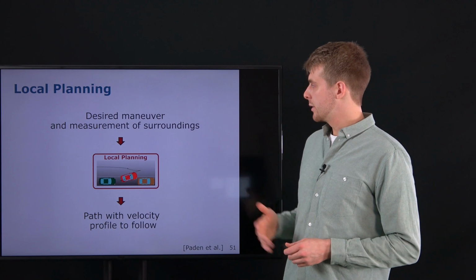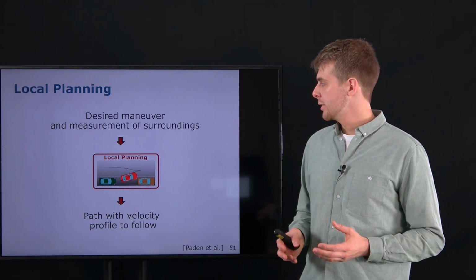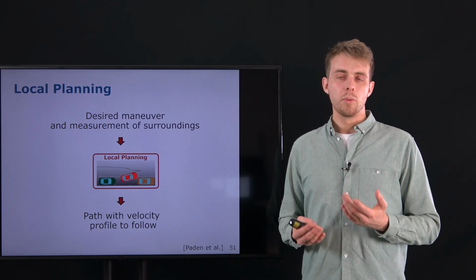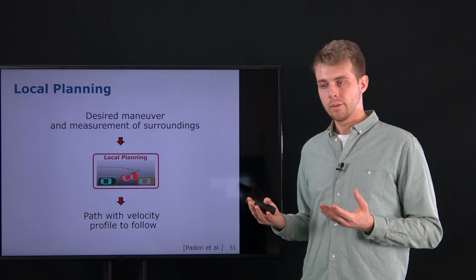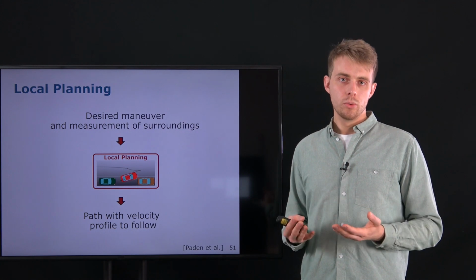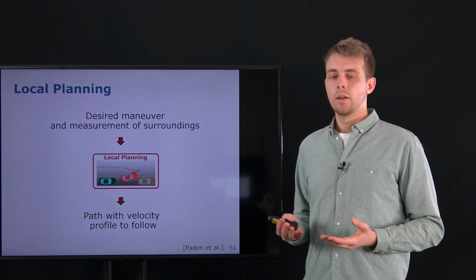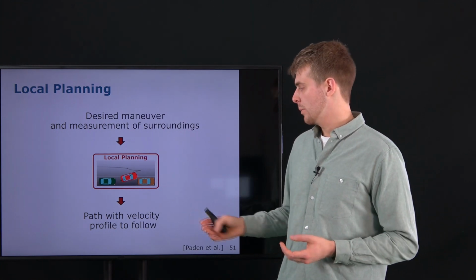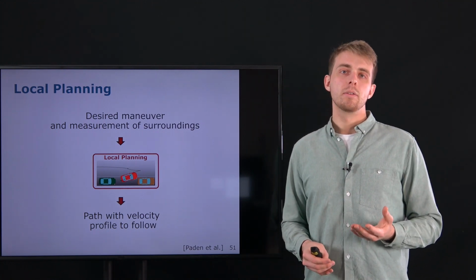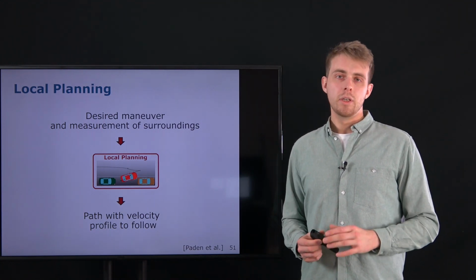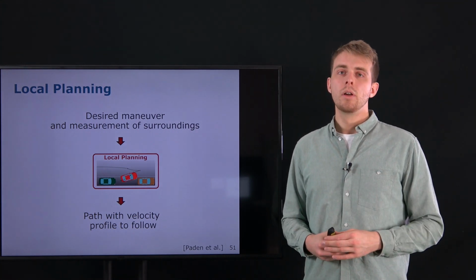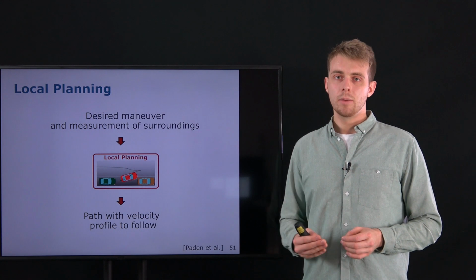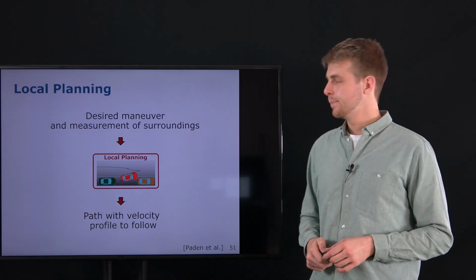So the input here is the desired maneuver and also the measurements of the surroundings. So we know where we want to go, we know how we do it. The behavior planning was more about how to follow this trajectory. And now we use this information to come up with the real path and the velocity profile. So now it can be a path with a high resolution, which accounts for each time step where the car should be in the future.